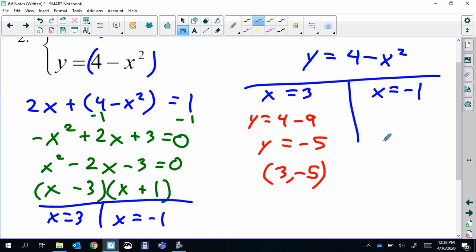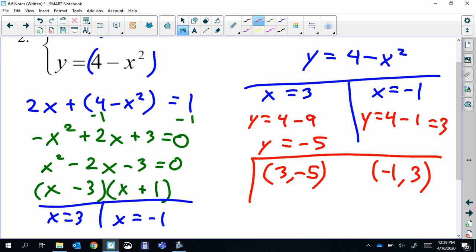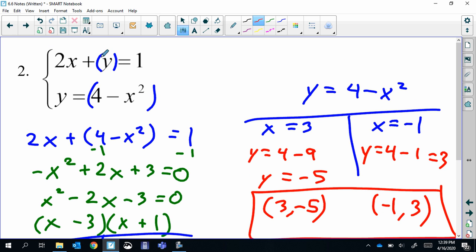We plug in negative 1. Negative 1 squared would be 1, so we got 4 minus 1, which is 3. So our ordered pair is negative 1, comma, 3. Two solutions, 2 points where they cross. Again, this was a line and a parabola. Makes sense that we get those two solutions.